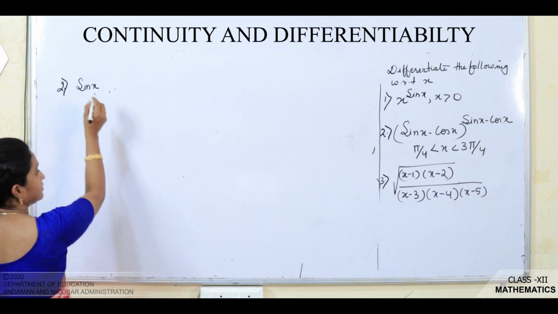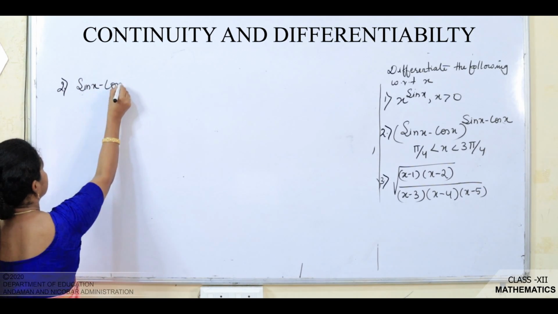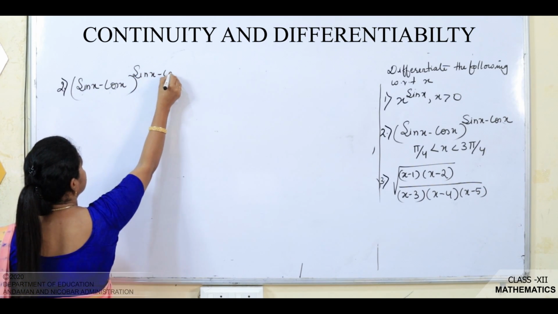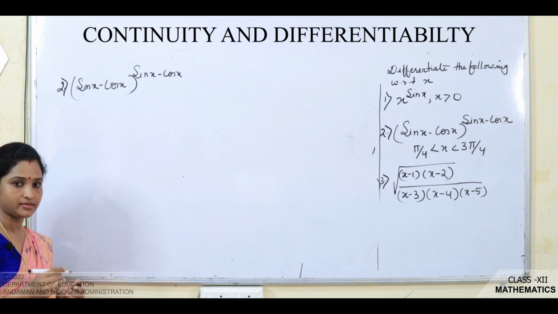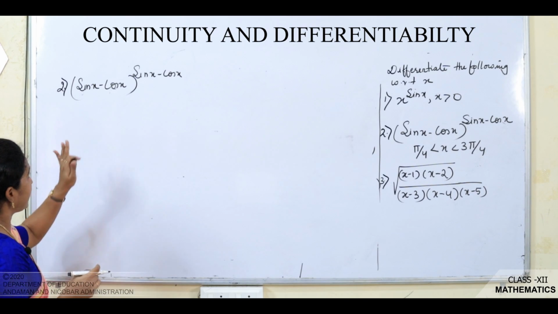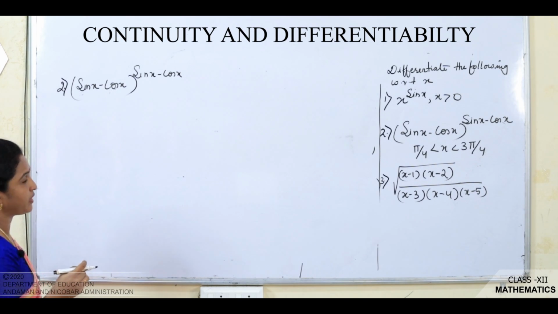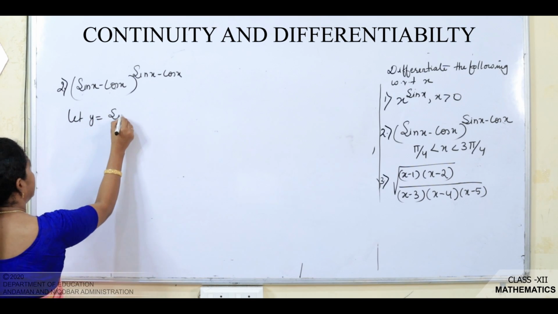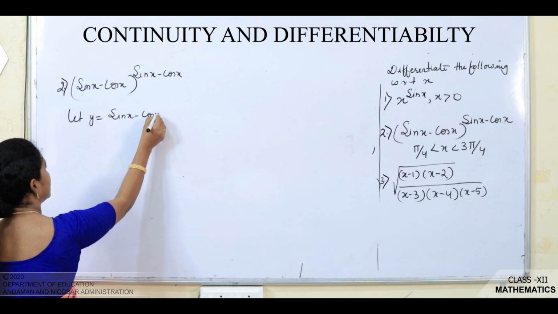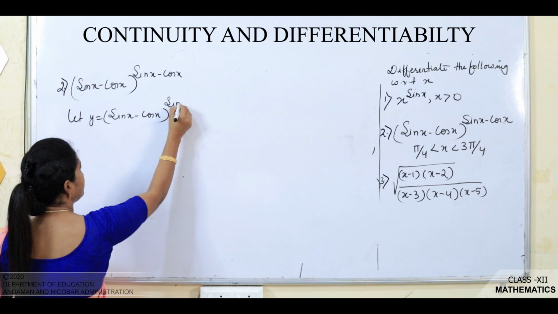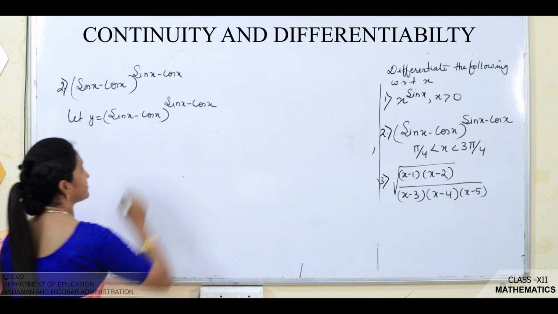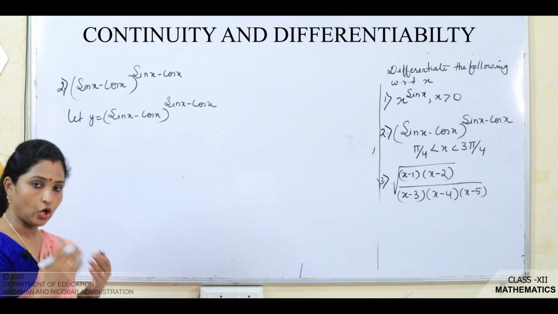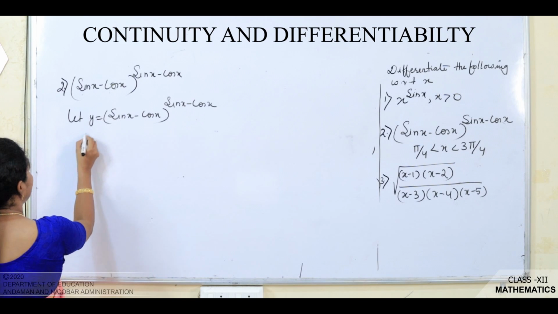Sin x minus cos x power sin x minus cos x. This is actually a miscellaneous exercise question from your NCERT. Sin x minus cos x power sin x minus cos x. So you will take let y is equal to sin x minus cos x to the power sin x minus cos x. Again function to the power function, you are going to apply logarithmic differentiation, taking log on both sides.